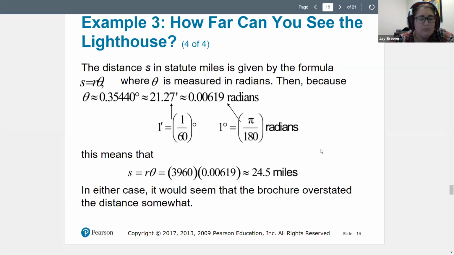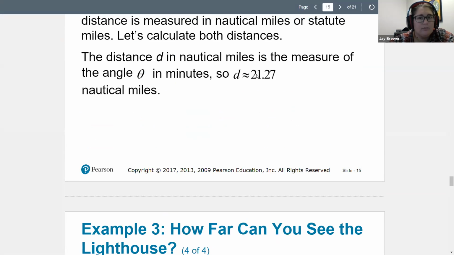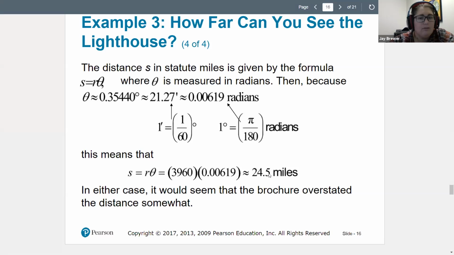So are either one of those equal to 26 miles? The nautical or the statute miles that we found, are either one 26 or more? We have 21.27 nautical miles and 24.5 statute miles. So neither one is going to be equal to 26. So that means that you have to say that the brochure overstated the distance. Okay. Any questions on a problem like that?